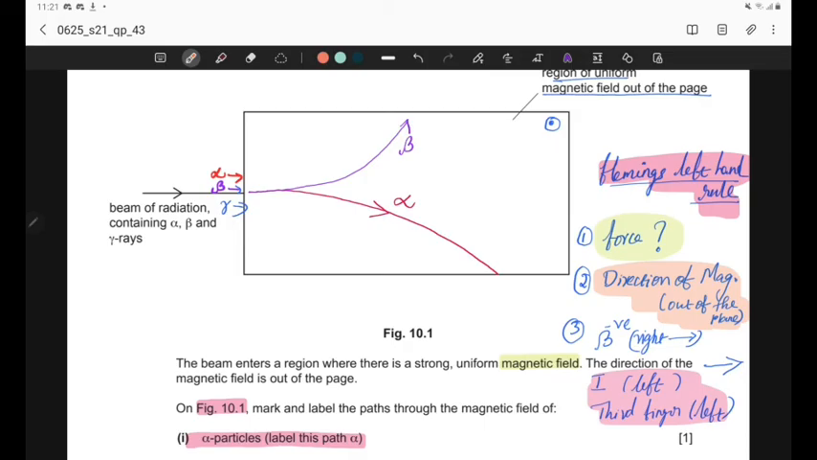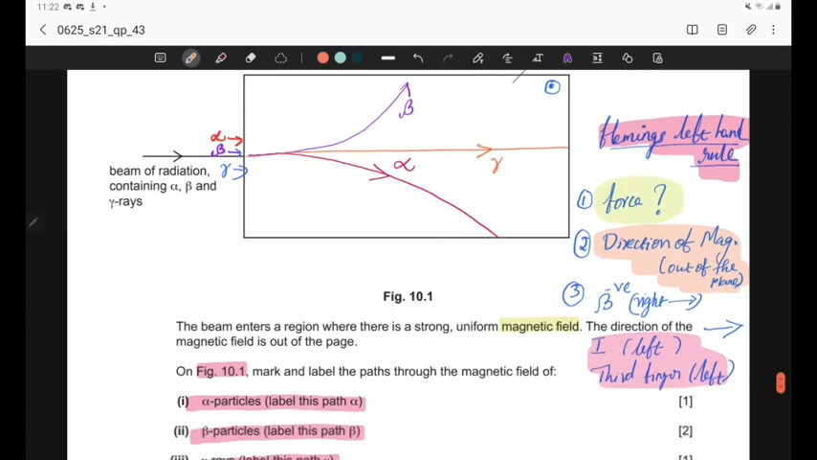And the last radiation is gamma rays. Gamma rays is simply a ray. It has no charge, so it won't deviate and it will move straight. So the gamma rays will continue to move in a straight line.